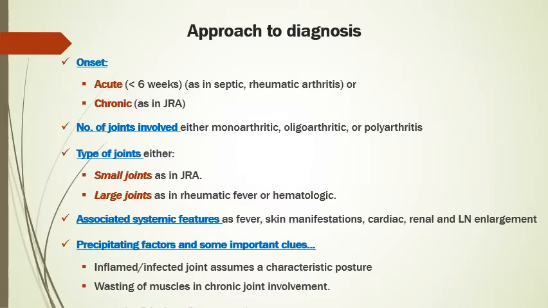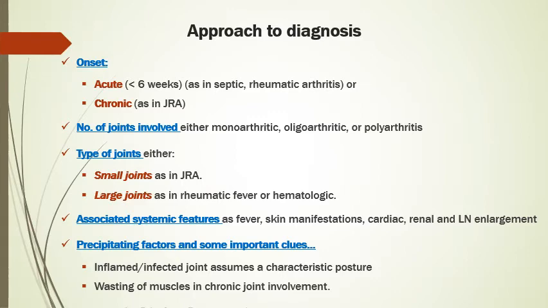Approach to diagnosis. At first, I must define the onset of arthritis, which may be acute or chronic. Acute arthritis, the duration of pain or swelling or diagnosis of arthritis is less than 6 weeks, as in case of septic arthritis or rheumatic arthritis due to rheumatic fever. While chronic arthritis, the duration must exceed 6 weeks, as in case of JRA, which is juvenile rheumatoid arthritis.